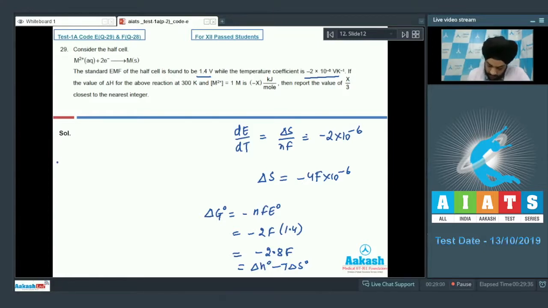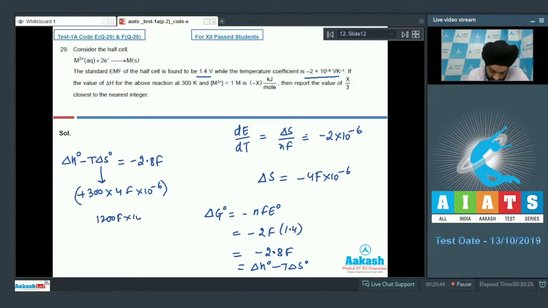So students, delta H naught minus T delta S naught shall be equal to minus 2.8 into F. So we can put the values. The value of temperature is equal to 300 Kelvin. So 300 into, negative will make a positive, 4F into 10 to the power minus 6. So this is the value of this term. This gives us a value equal to 1200 F into 10 to the power minus 6. So this gives us a value equal to 0.0012 into F.